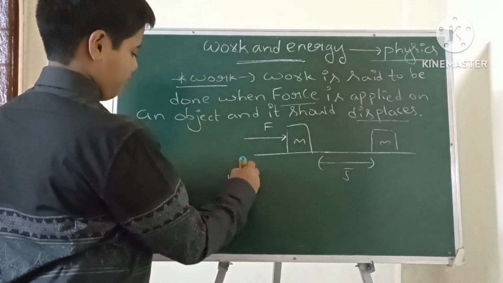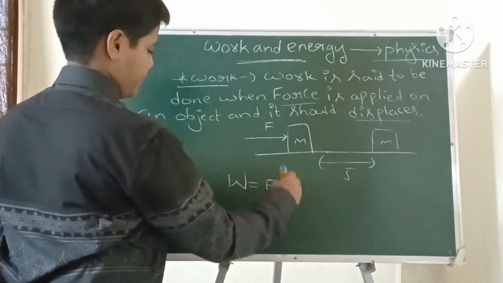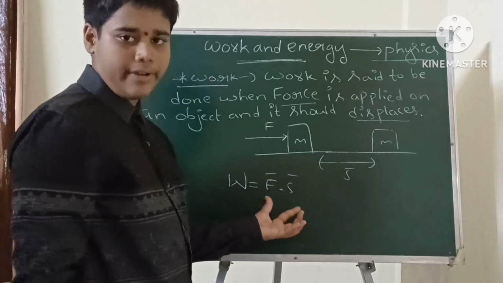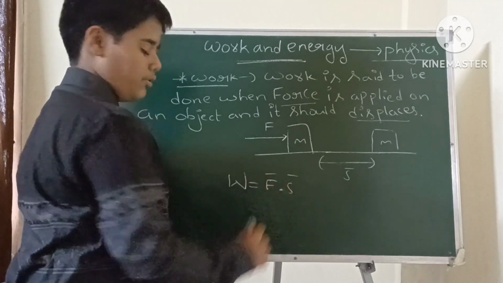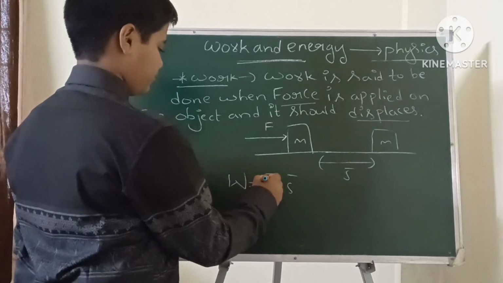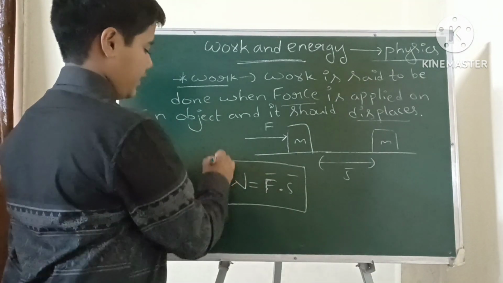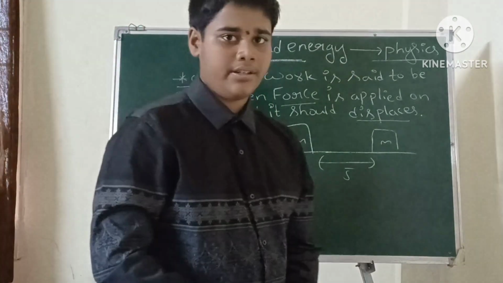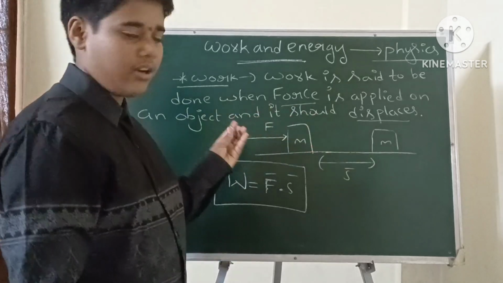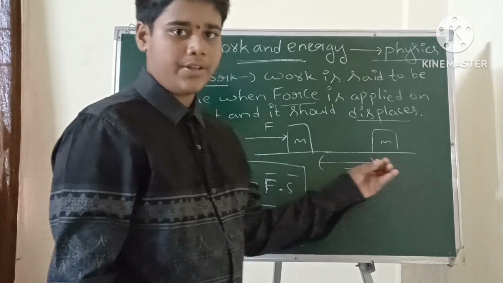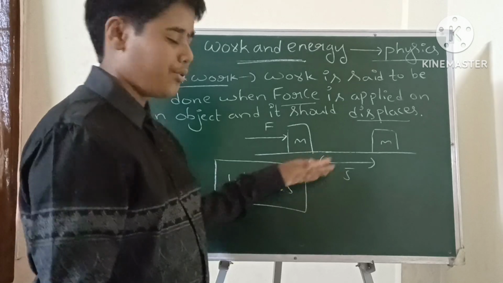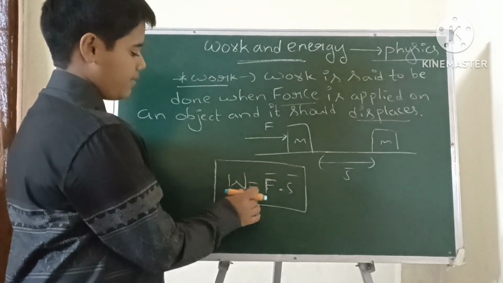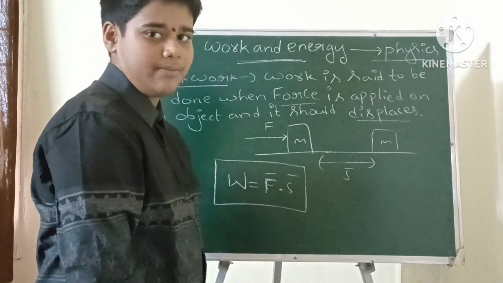Here work is equal to force into displacement. Force dot displacement. Because these two are vectors, we should do the dot product. So the formula of work is force into displacement. Work is said to be done when force is applied on an object and it should displace some distance. Okay? So this is work.